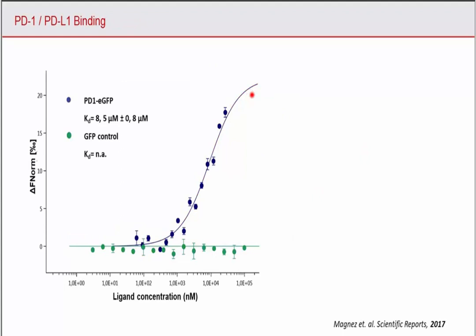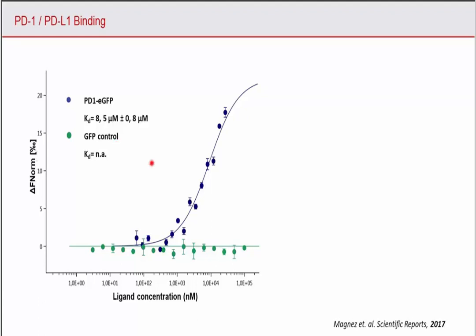So this is what we submitted to Scientific Reports. And as you can see, we can determine 8 micromolar binding between PD-1 and PD-L1. The non-relevant control protein did not lead to a binding curve. So this is in agreement with the most recent data reported by SPR with 8 micromolar KD.